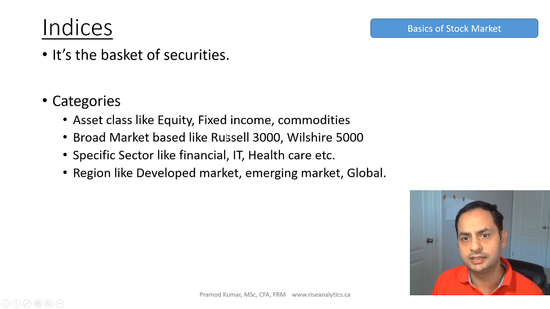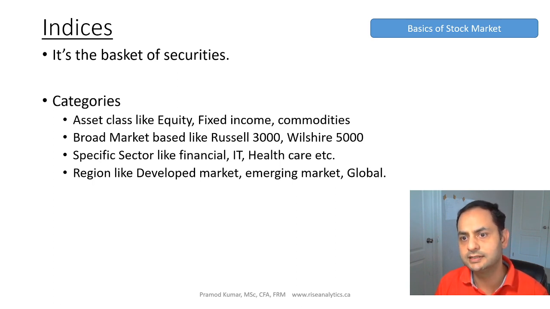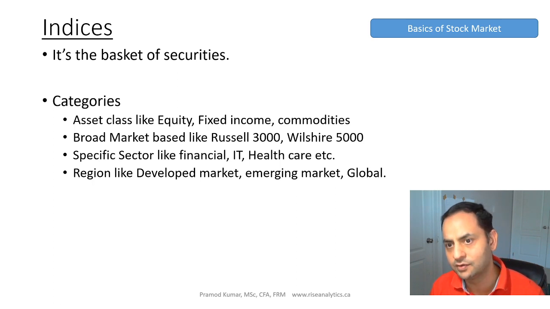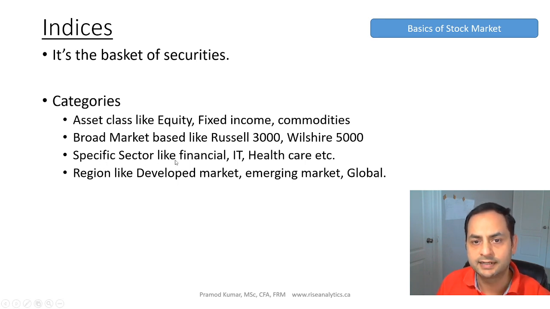So this is the Russell. This means 3000 securities are in that index, right? So it tries to cover the broad opinion of the market. And Wilshire is 5000 initially, but now Wilshire might have even more securities. So the number is just for the name. Similarly, it can be sector specific as well.